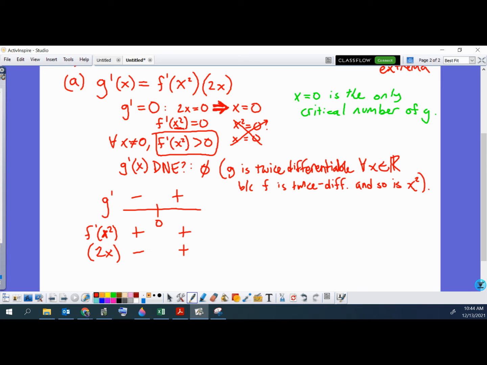That means g has a relative what at x equals 0? A minimum, right? Because g prime goes from negative to positive there.